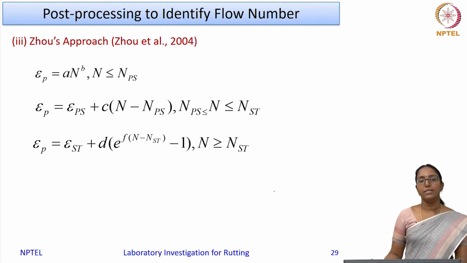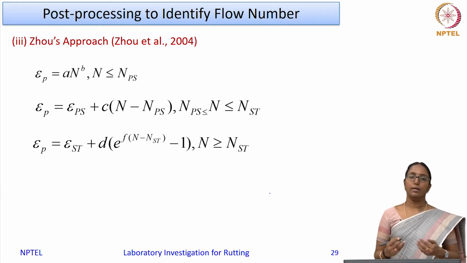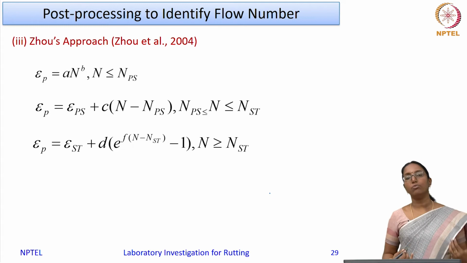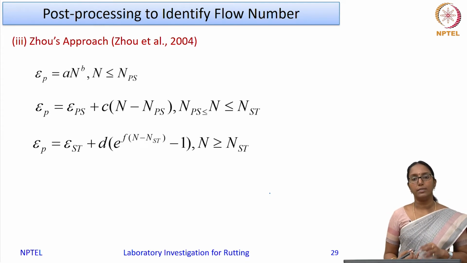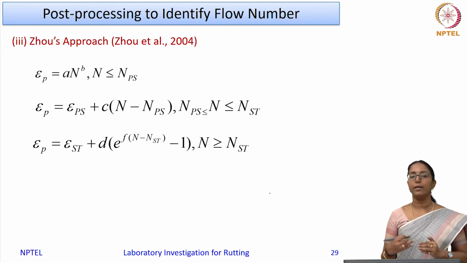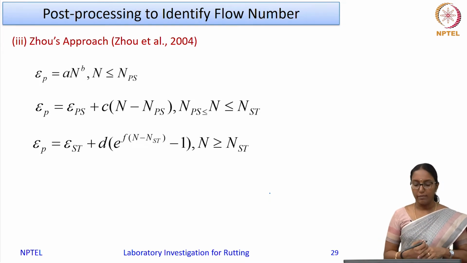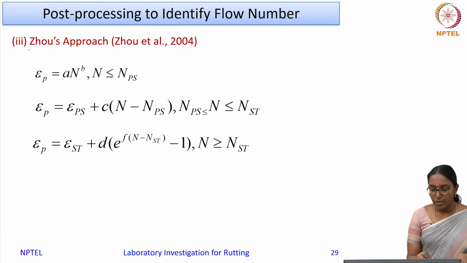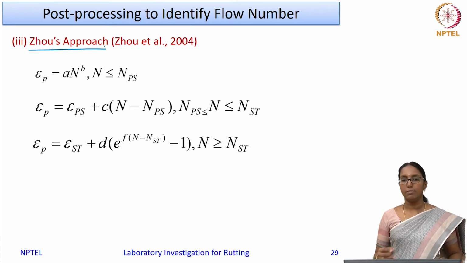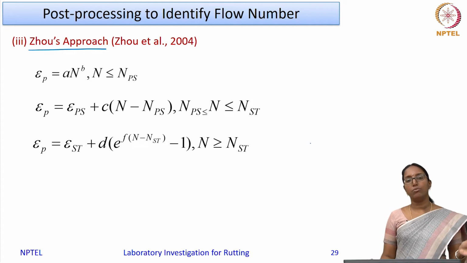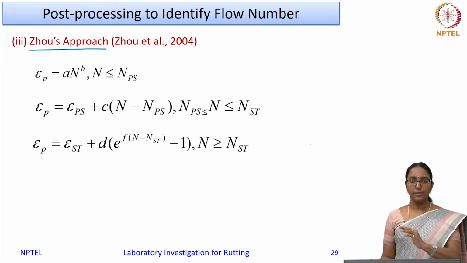Now, what we have observed is that this material actually exhibits a 3-stage creep response, but in the Franken model, a 2-stage model, a power law and an exponential law, is used, whereas Zhou et al. in 2004 suggested another approach, termed Zhou's approach, wherein three models are used to fit this entire data.